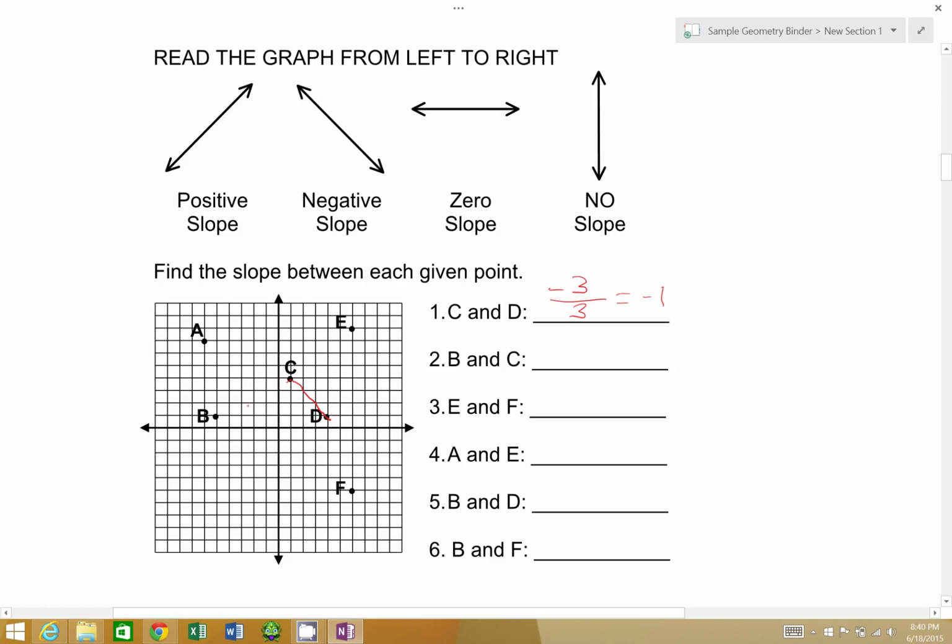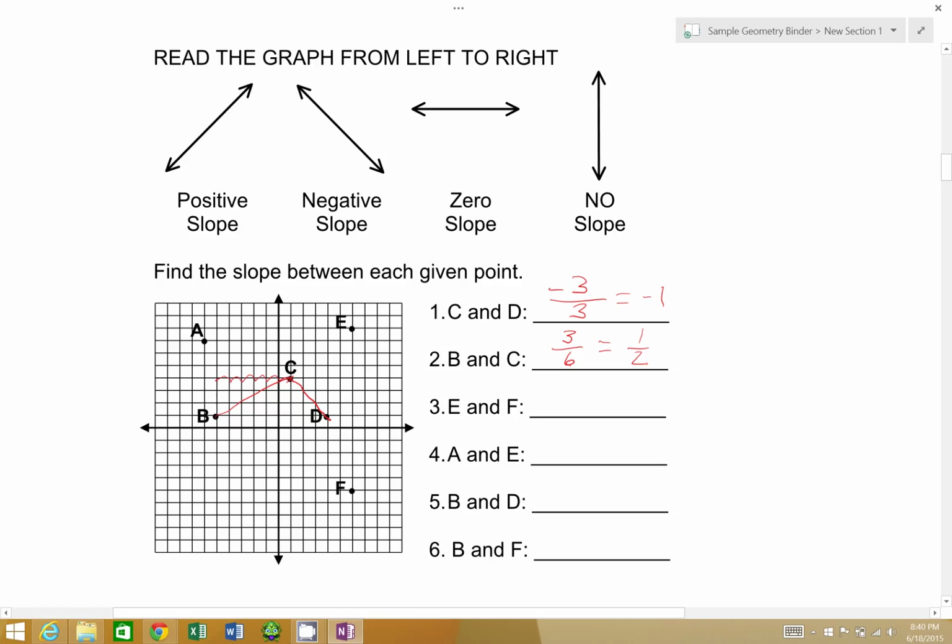Let's go between B and C. Draw my line in here. I can tell already from looking at it, I'm going to have a positive slope. So I'm going up 1, 2, 3, and over 1, 2, 3, 4, 5, 6. So my slope is 3 over 6. My rise over my run. That gets me to 1/2.